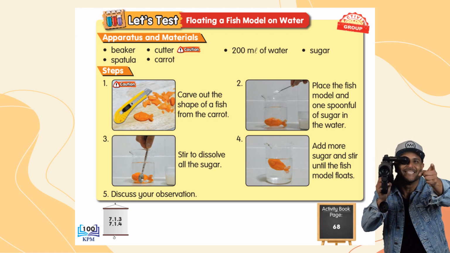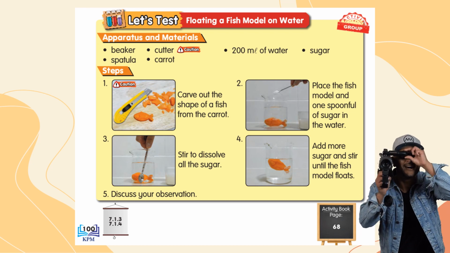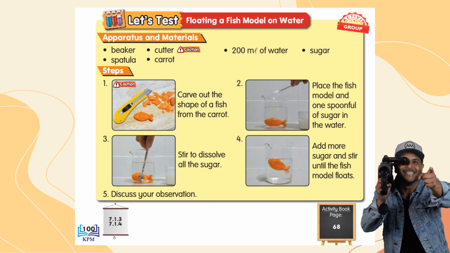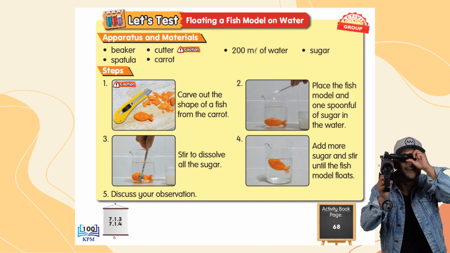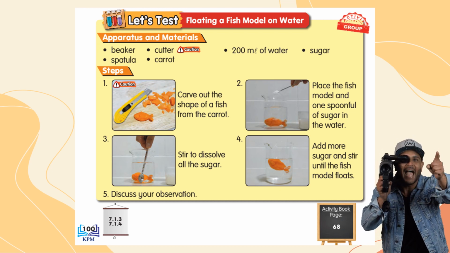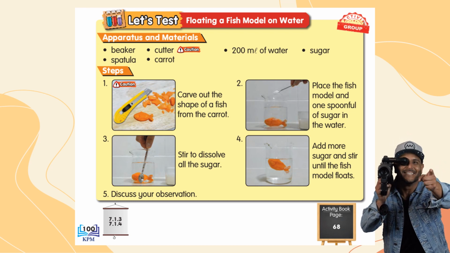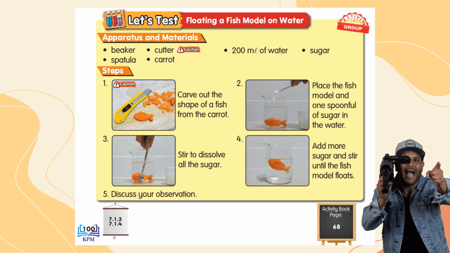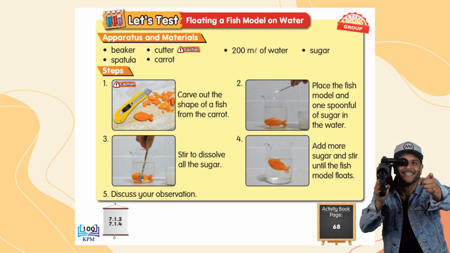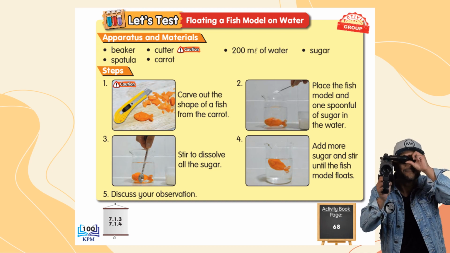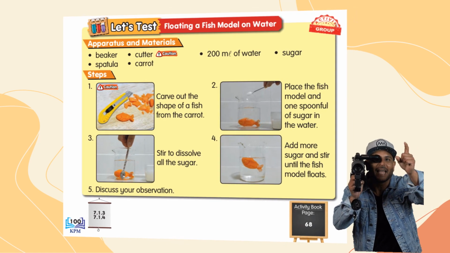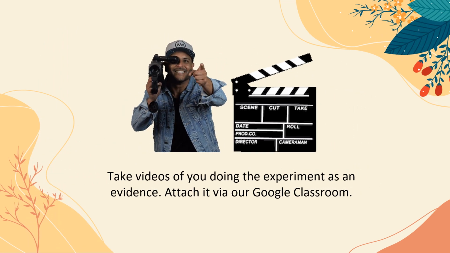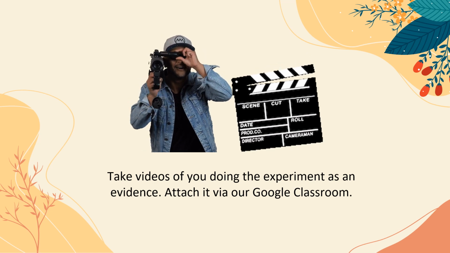The first step, carve out the shape of a fish from the carrot. Second step, place the fish model and 1 spoonful of sugar in the water. Stir to dissolve all the sugar. Then, last step, add more sugar and stir until the fish model floats. Don't forget to take videos of you doing the experiment as evidence. Then attach it via our Google Classroom.